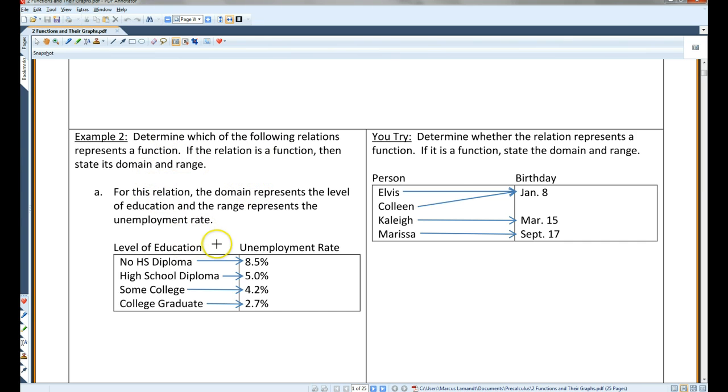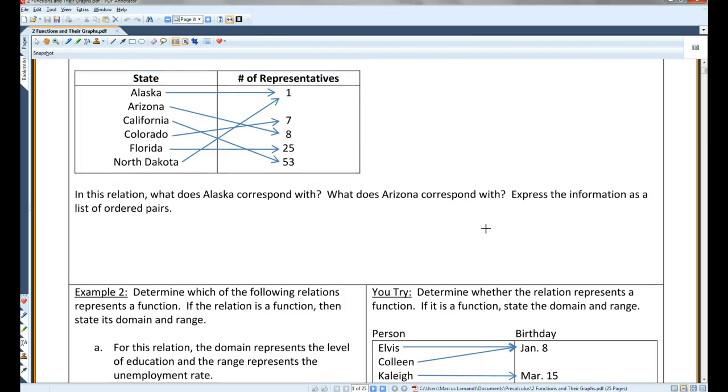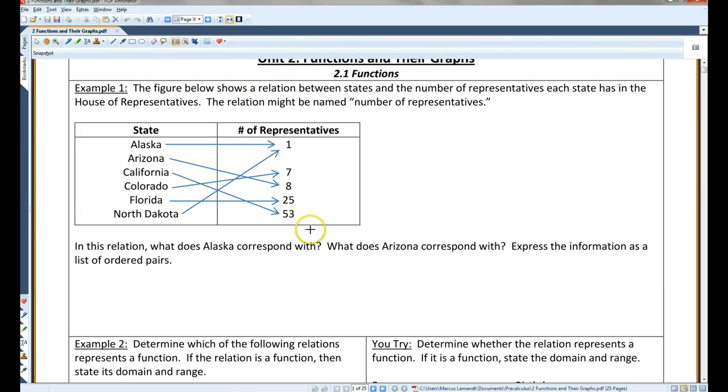If you don't understand the example and you have trouble with the U-try, I can help you with that in class tomorrow, but I really want you to try this while it's fresh in your mind. So immediately after the example, just pause the video, try this one out, and then go from there. Alright, this one doesn't have a U-try though.